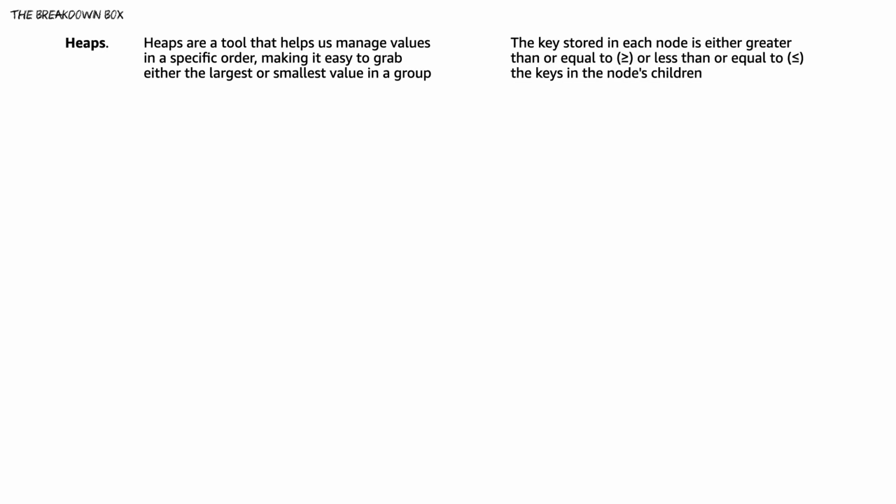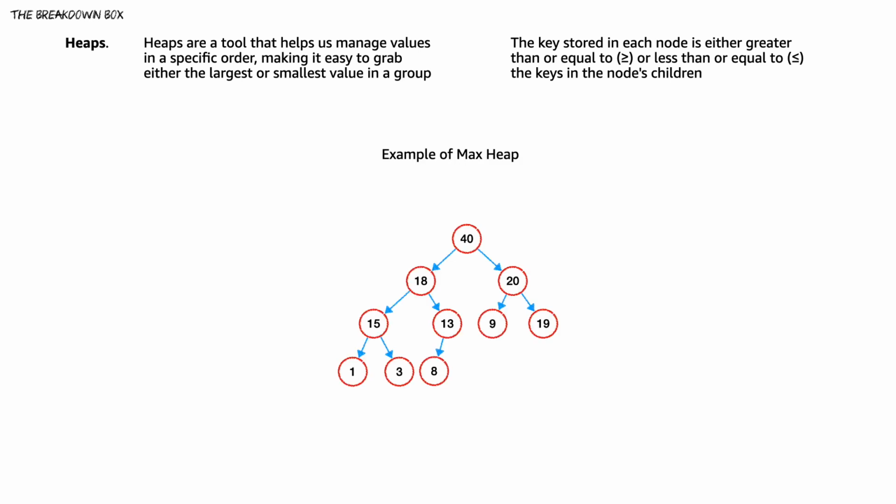First up, why do we even use heaps? Heaps are a tool that helps us manage values in a specific order, making it easy to grab either the largest or smallest value in a group. The key stored in each node is either greater than or equal to, or less than or equal to, the keys in the children nodes. Let's understand this with an example.